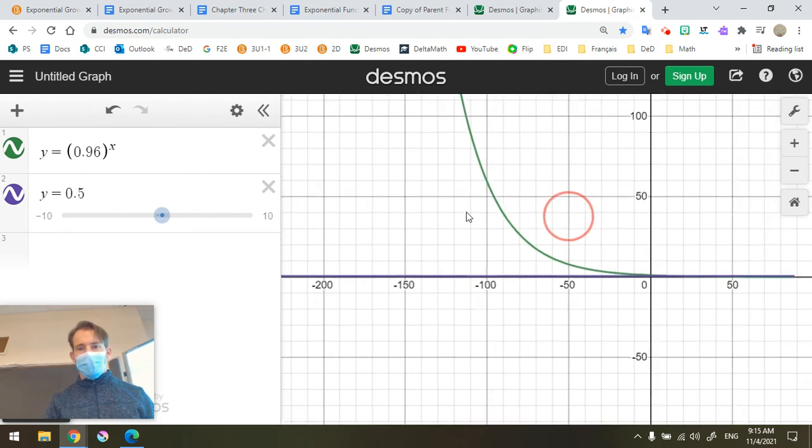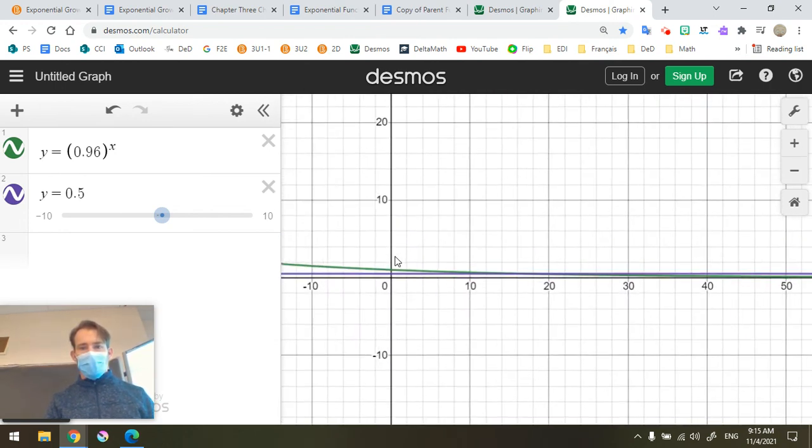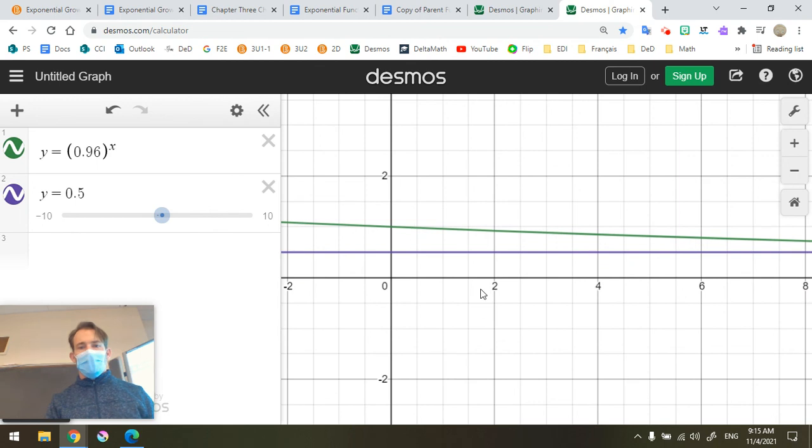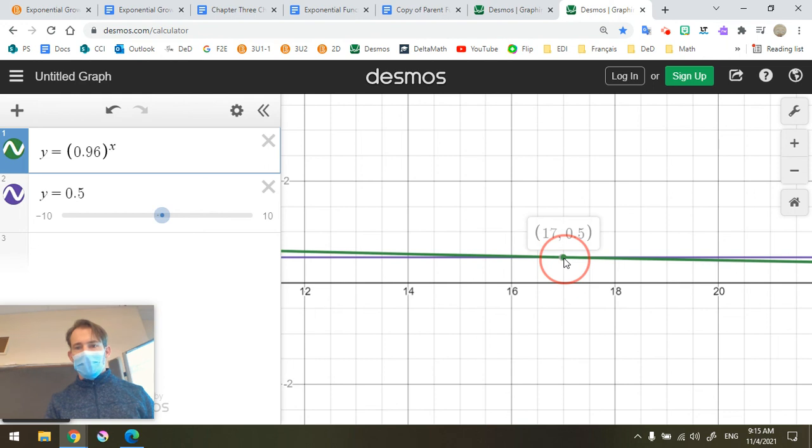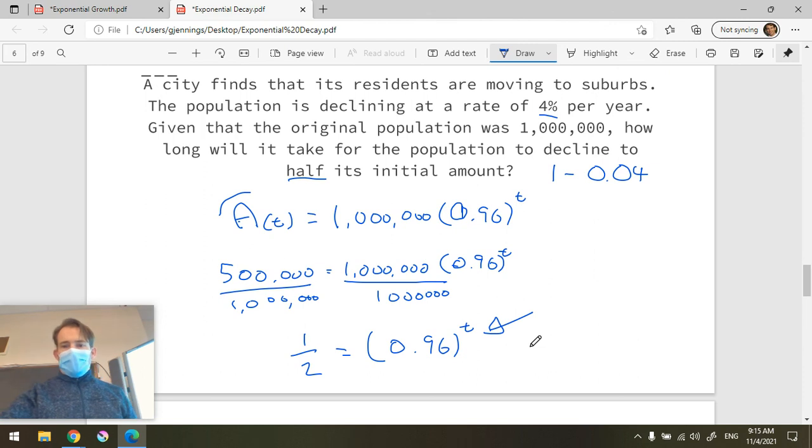I need to get over here, and I need to zoom in. Okay, there we go. So this is our population, and it declines to half its population at the intersection here. It's around 17, at about 16.98, 0.5. So it's in year 17 that it will do that. Therefore, investigating in Desmos reveals that t equals about 17. It's approximate. And how long will it take? So it will take 17 years.